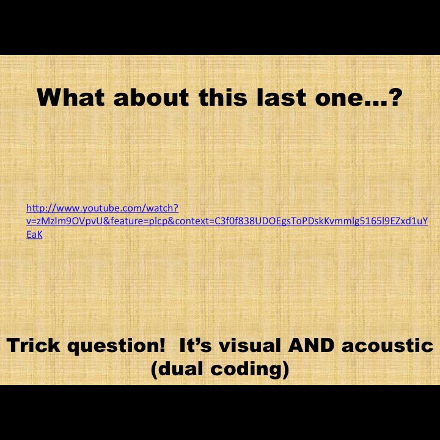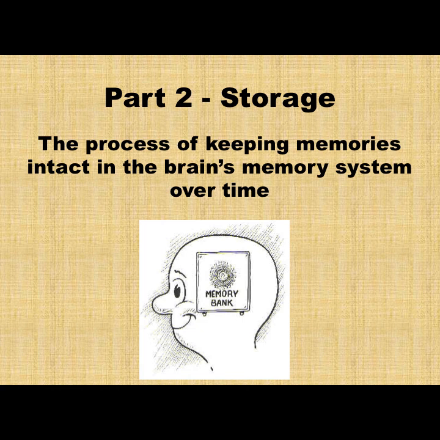Okay, well, that's enough about encoding. Let's go on to the next step, which is storage. And this is defined as the process of keeping memories intact in the brain's memory system over time. If you look at the picture right there, there's a guy, and he's got basically a safe in his head where his brain should be. I like to think of parts 2 and 3 of memory as sort of like a banking process, because when you're storing memories, you're keeping them in your brain so that you can withdraw them whenever you want later on. But until then, you want to keep them there, and you don't want to let them out.